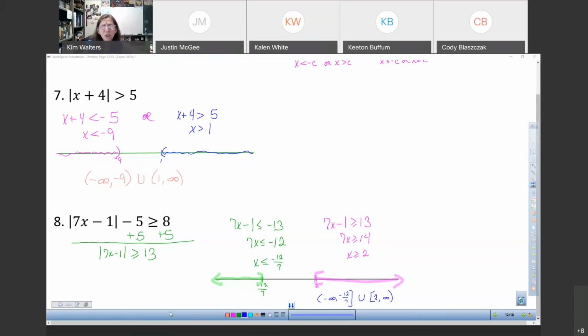Some of you may have learned to solve these where with the less than you did an and in the middle with two statements. That's okay, there's nothing wrong with that. I just think it makes it a little bit simpler if with the less than you just solve the one inequality. If you learned to do it with the less than and the and instead of the or, just make sure you graph to find your solution, okay?